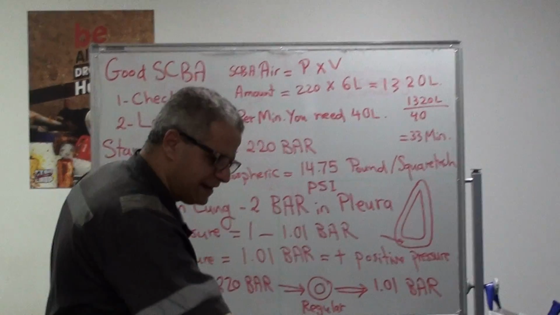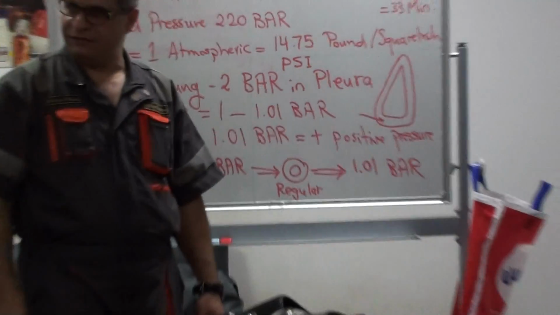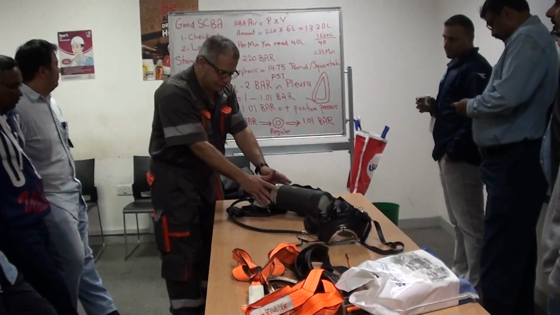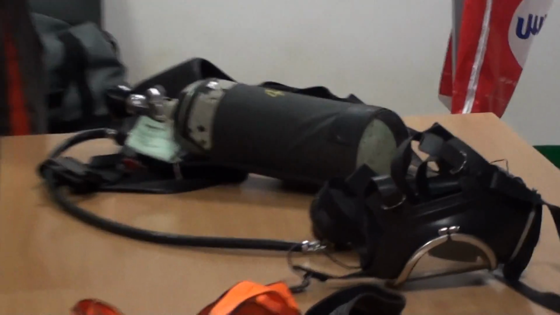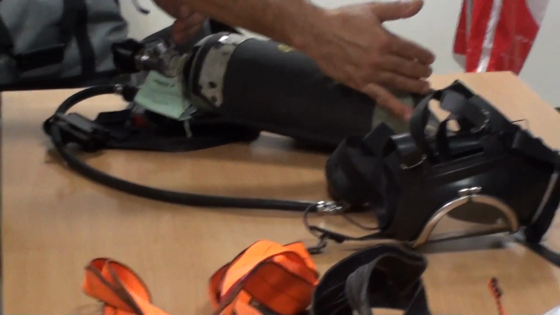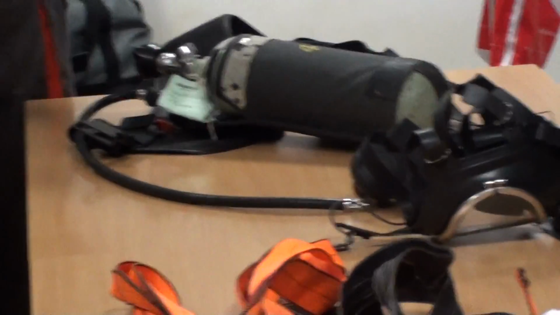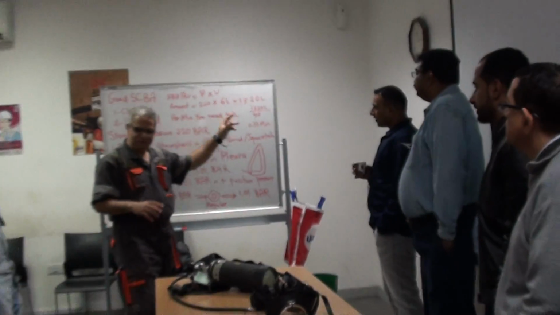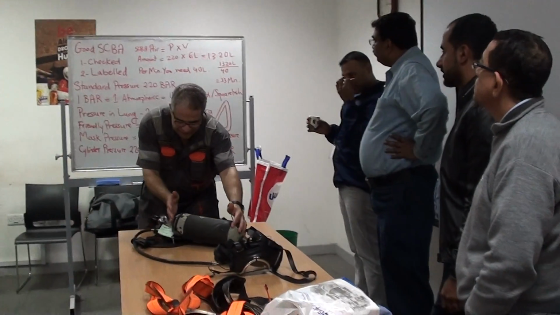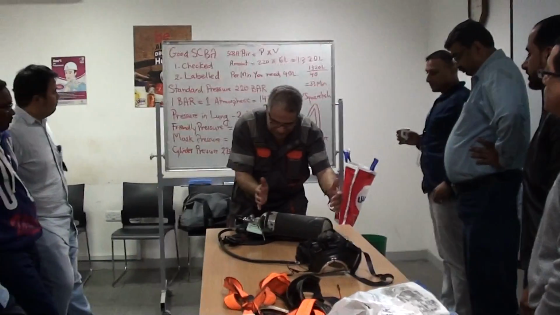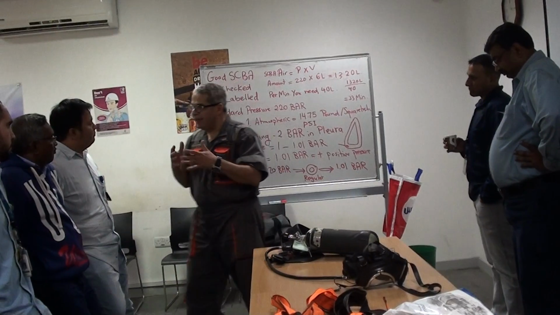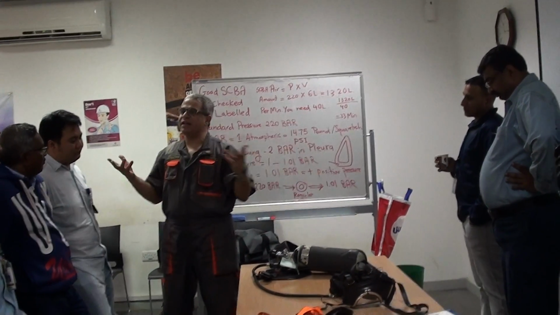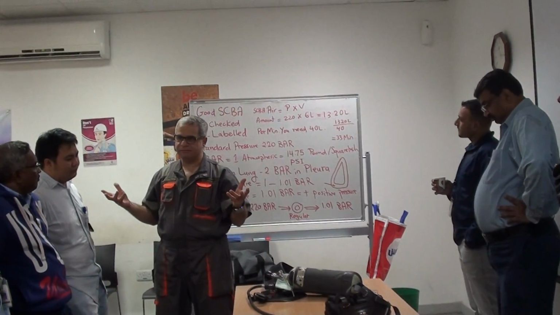This apparatus is a compressed gas cylinder. There is a particular compressor to fill it with air. The size of this is, roughly speaking, 6 liters. It means now inside this apparatus there are 6 liters of air. But every minute I need 40 liters of air to breathe.